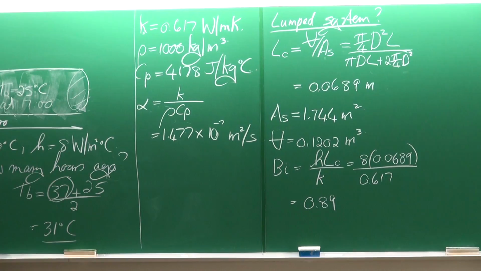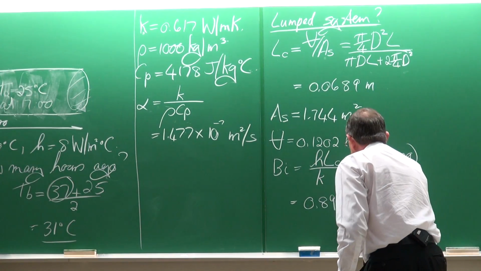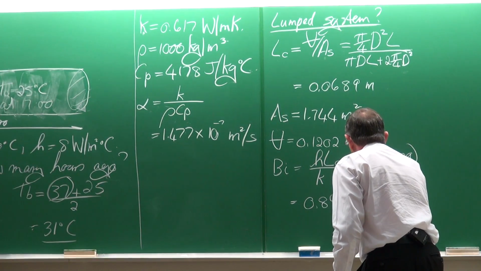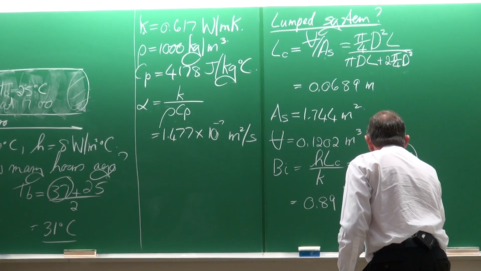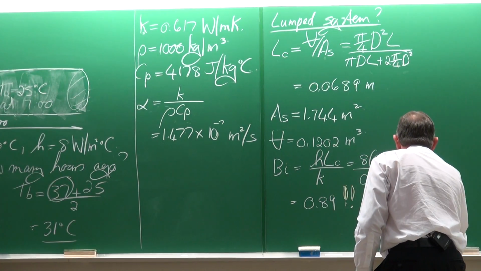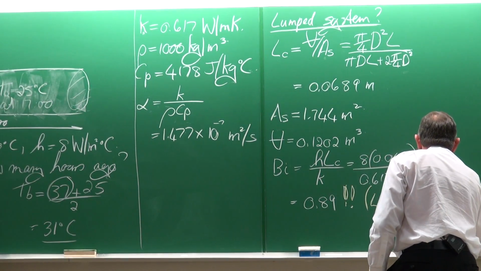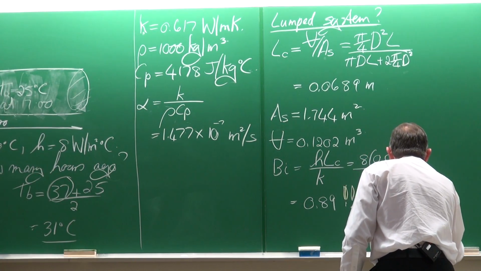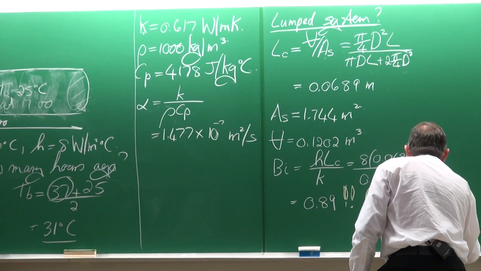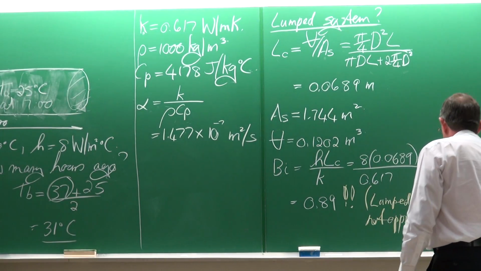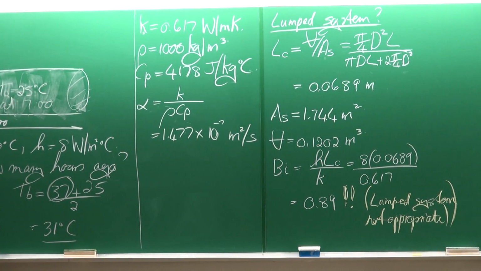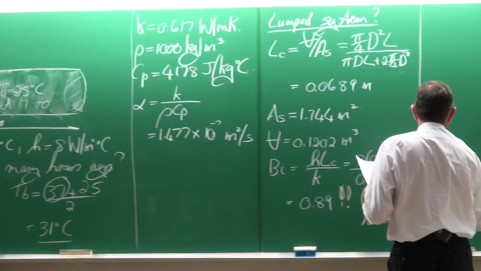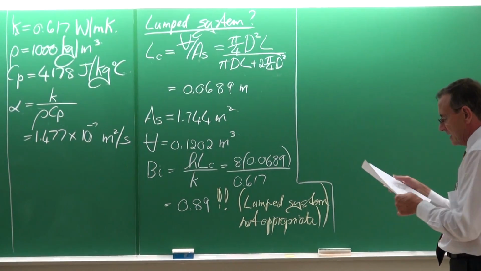So this immediately tells us the lump system approach is not appropriate. You shouldn't use a lump system approach just because of the Biot number. But let's go and check it in any case, see what the answer is.